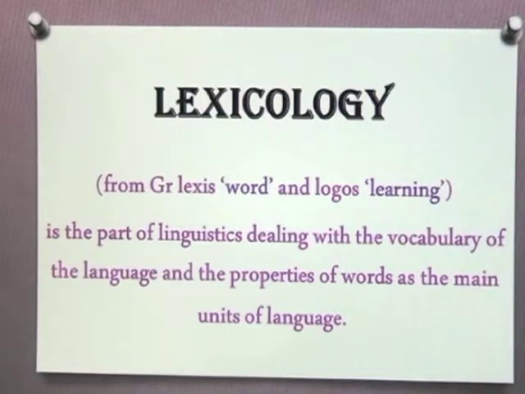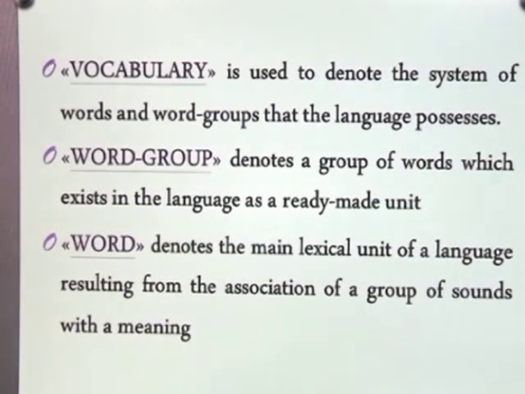Lexicology is of Greek origin: lexis, word, and logos, learning. It's the part of linguistics dealing with the vocabulary of the language and the properties of words as the main units of language. Vocabulary is used to denote the system of words and word groups that the language possesses. Word group denotes a group of words which exists in the language as a ready-made unit. Word denotes the main lexical unit of a language, resulting from the association of a group of sounds with a meaning.